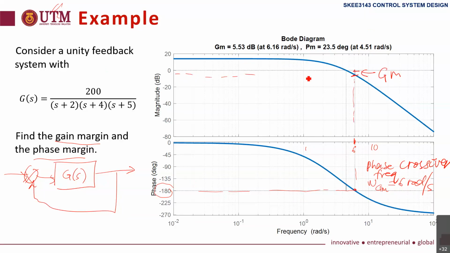The scale is small. This is actually 5.5 dB. This is a stable system. Then the gain margin is 5.5 dB.